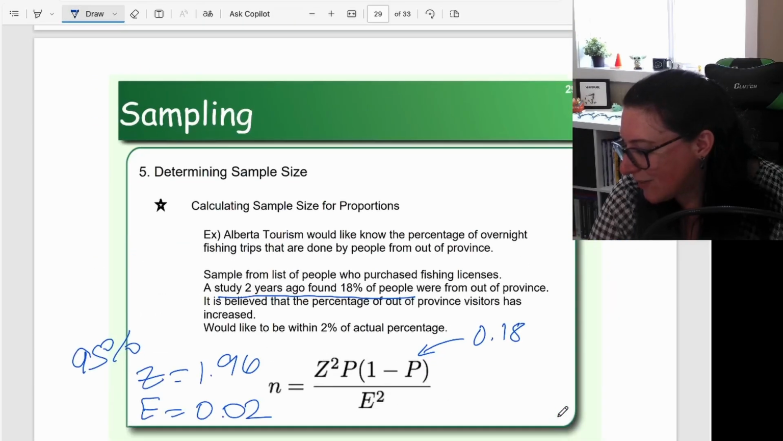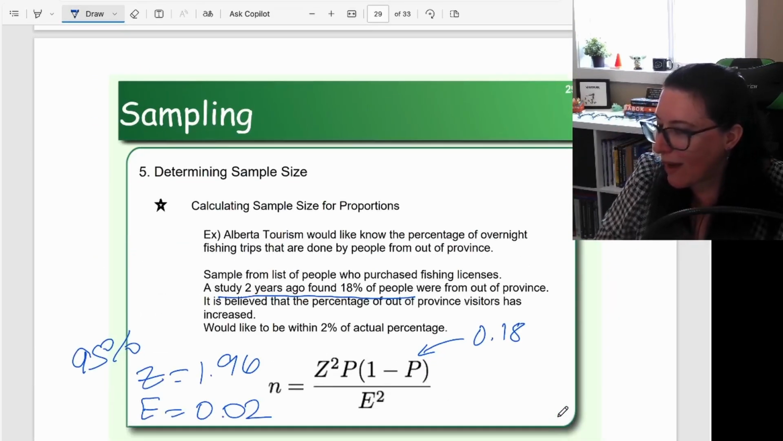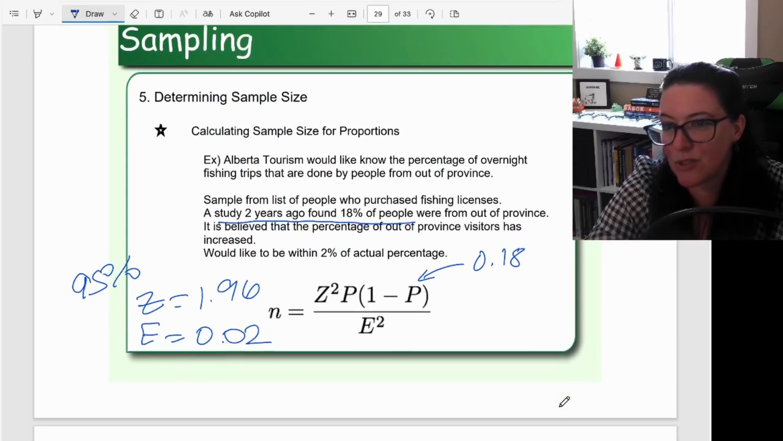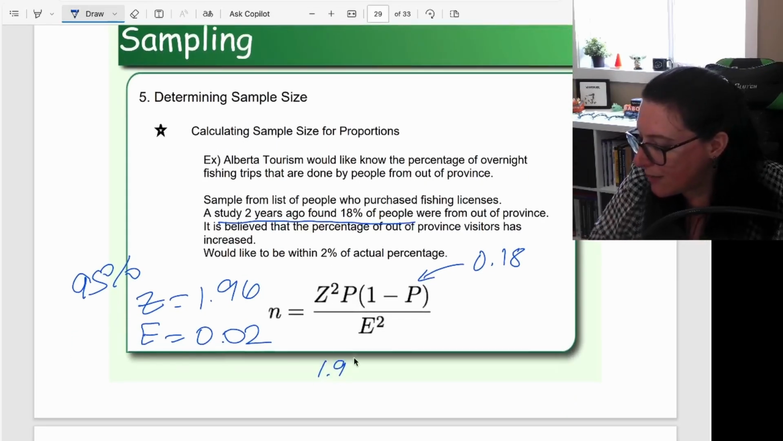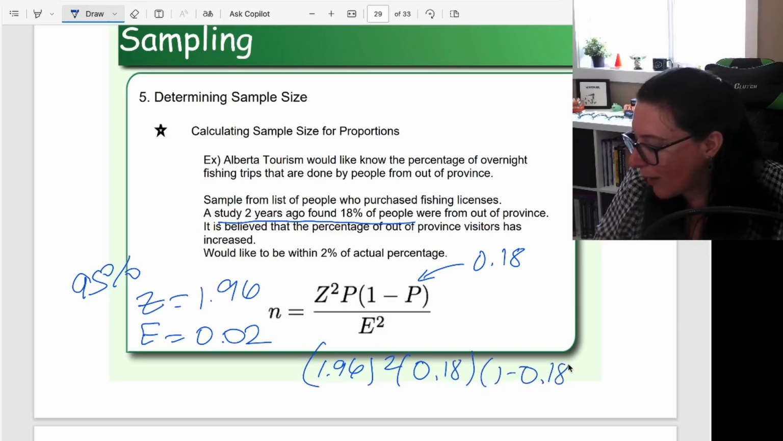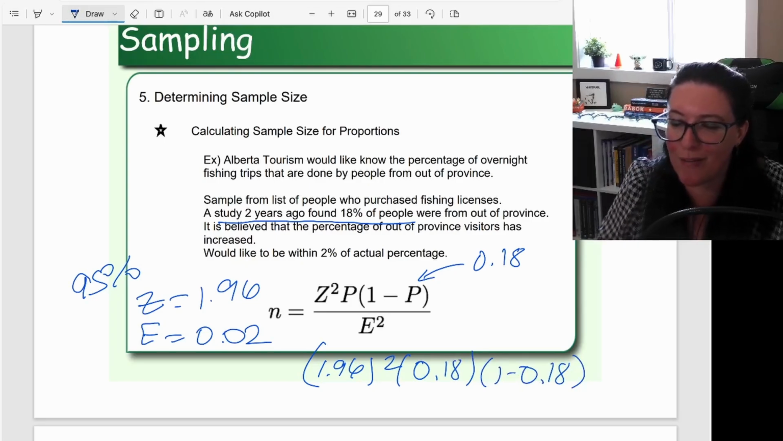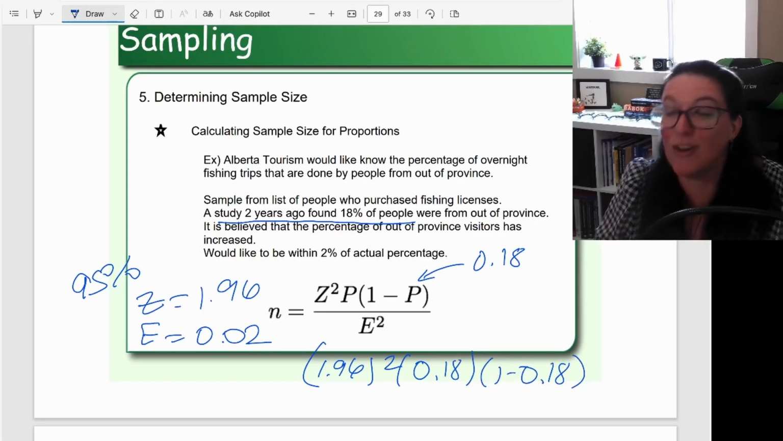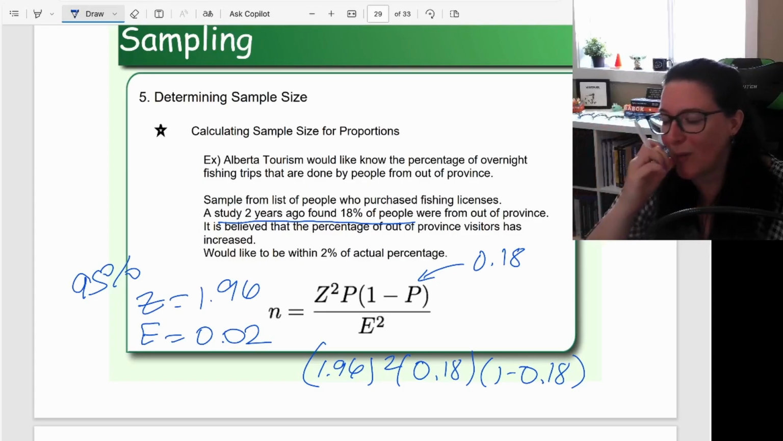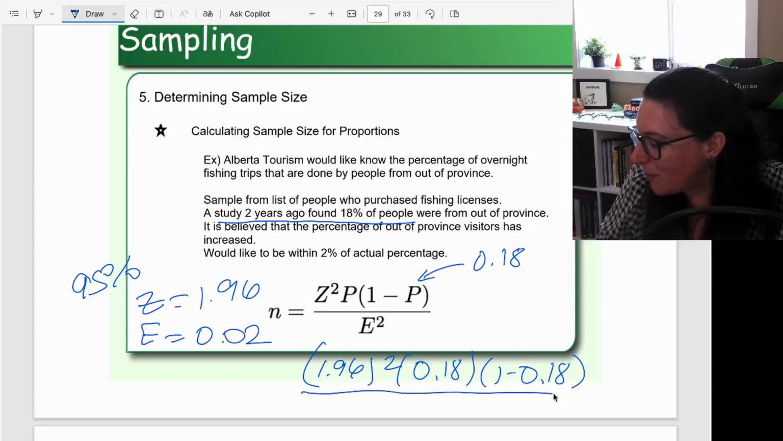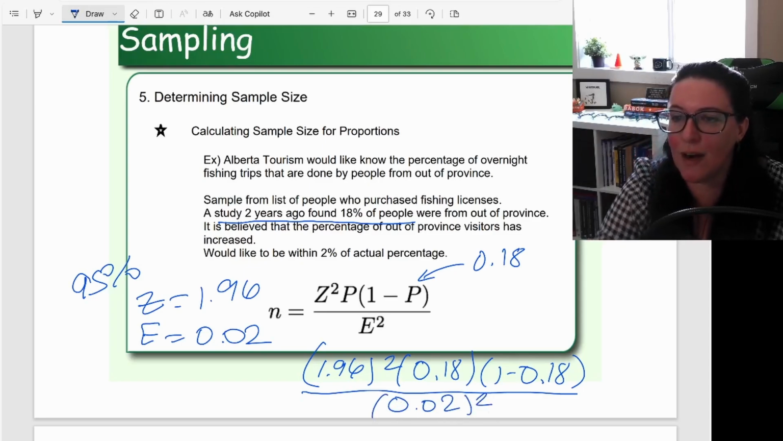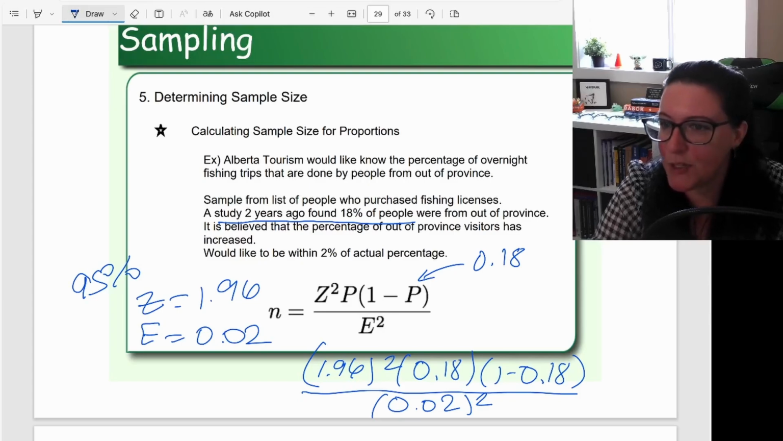All right, so let's do this calculation. We have 1.96. Let's just make some space here. 1.96 that we're going to square. We have 0.18 times 1 minus 0.18. So that's those who are from out of province, and then those who are not from out of province, that's the 1 minus 0.18. And then we divide by the allowable error here, 0.02 squared. All right, so we do that calculation.